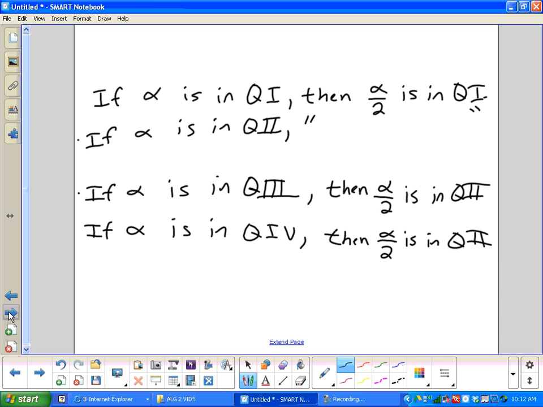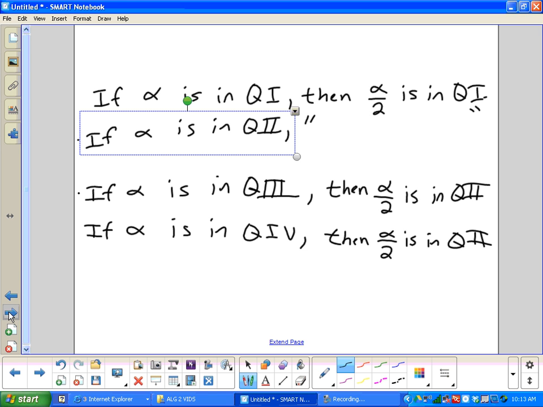Okay, so I can sort of remember these 2 things together. So if my angle is in quadrant 1 or quadrant 2, the half angle will be in where? Quadrant 1. Okay, if my angle is in quadrant 3 or quadrant 4, my half angle will be in quadrant 2. Now, why does all this matter?